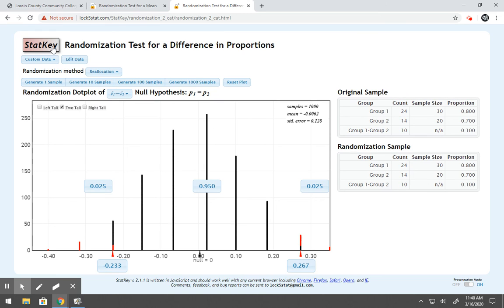I would recommend that you go into StatKey, try some of the sampling, play with the left tail and the right tail, and look at the p-values and see how they change based on changing the coordinate at the bottom. Remember, the coordinate at the bottom is referred to as the statistic.